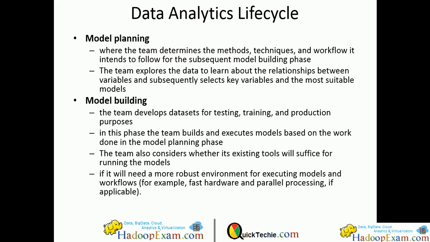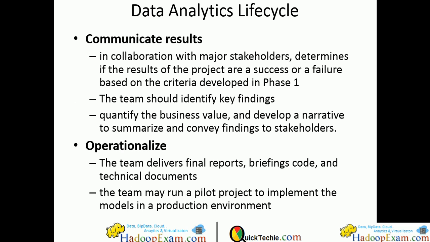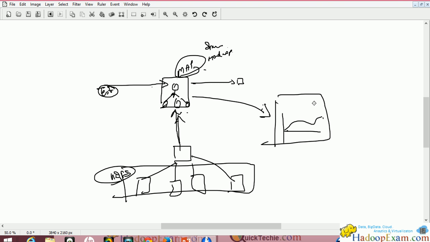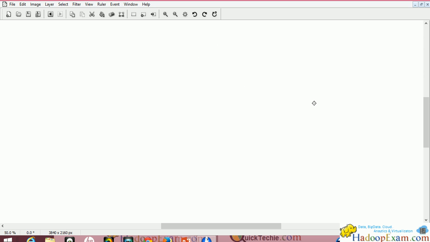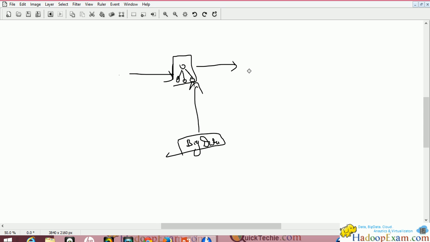Okay, so this is actually how the model building would happen. What the model building is and what algorithms are used, we'll discuss in the next session. So now, communicate the result. The important point here is that whenever you have executed the algorithm with your big data, the output of the algorithm is again a data set.